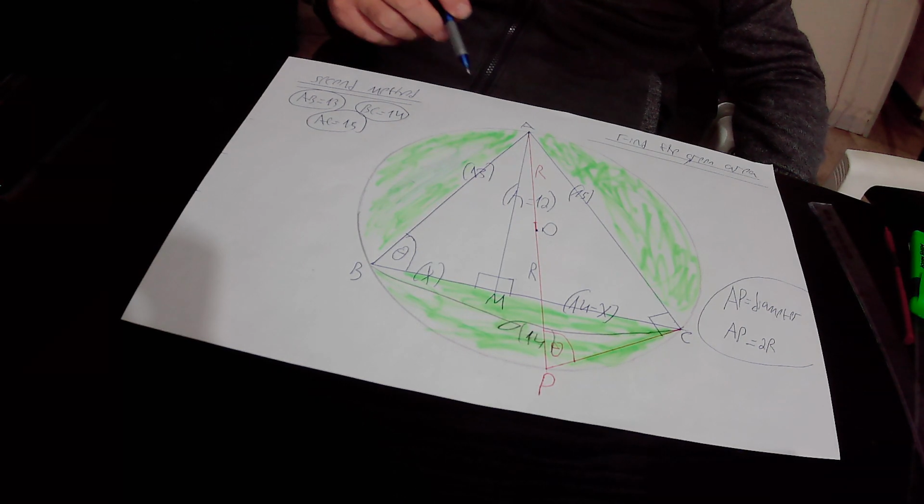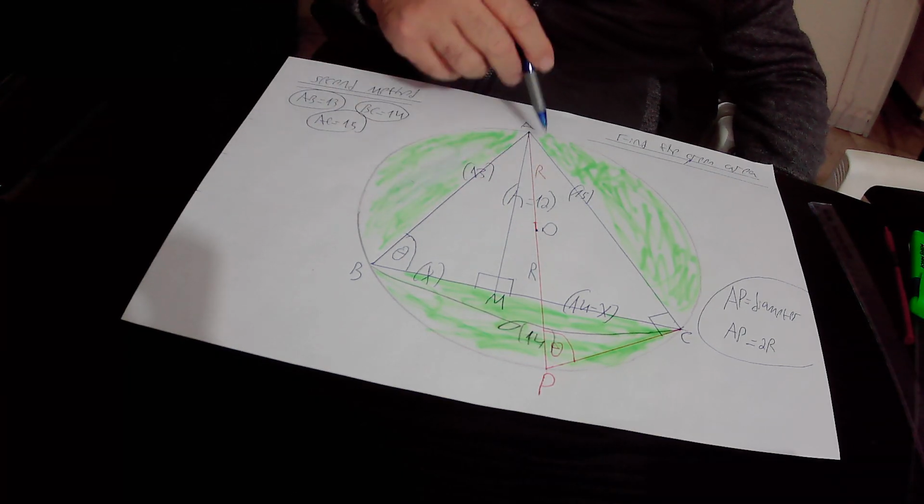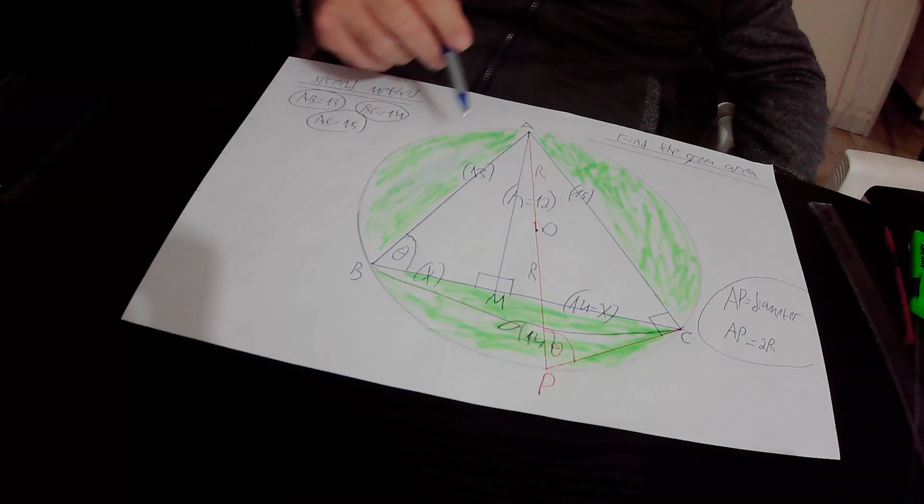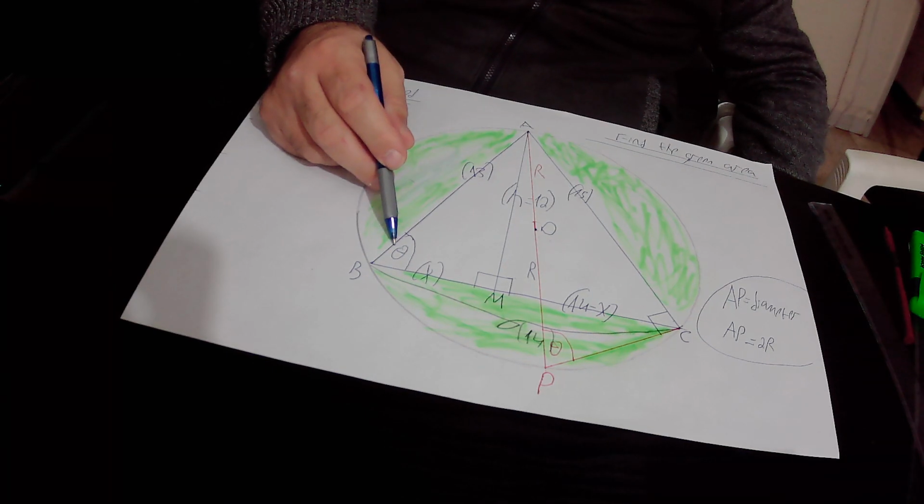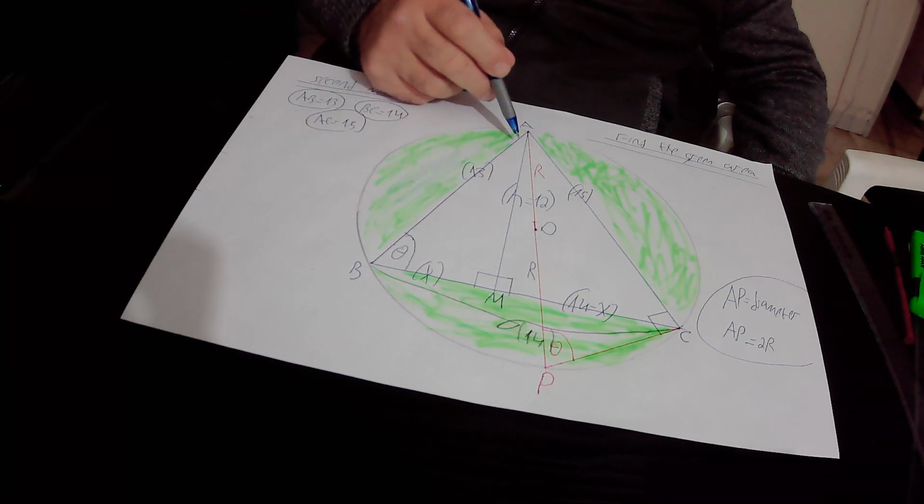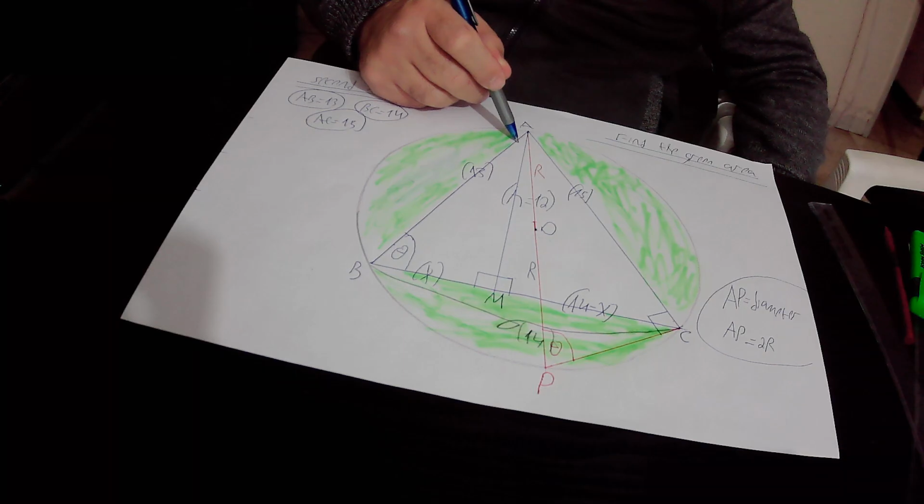In the next step, we will focus on the right triangle ABM. In the right triangle ABM, this angle equals theta, this angle equals 90 degrees, therefore the missing angle here must be equal to 90 degrees minus theta.